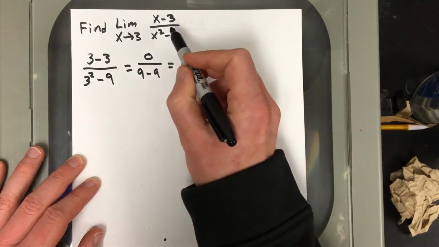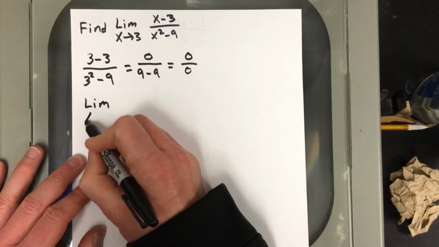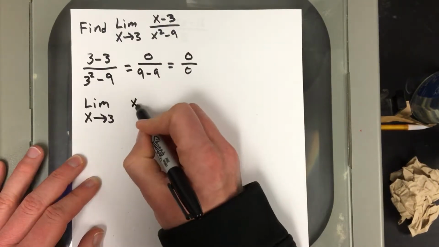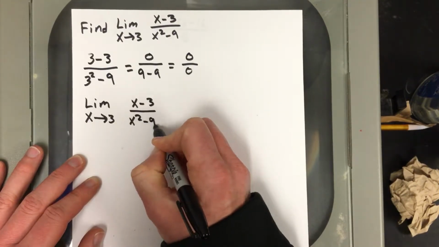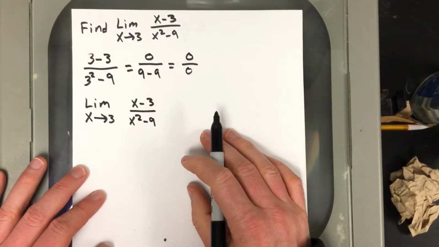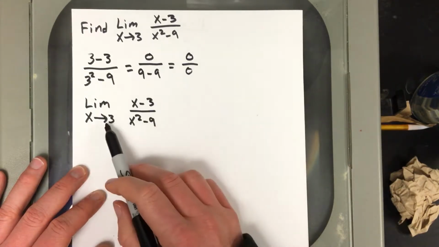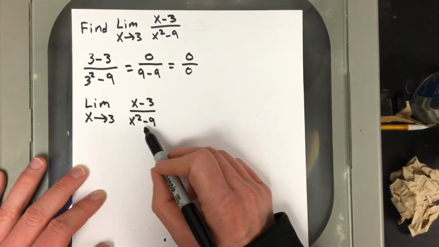So what do we have to do? We have to start with this, and we have to do some algebraic manipulation of this function, some sort of canceling or reordering of this function so that we can actually get something that we can evaluate at 3. The first thing you should always look at is factoring.